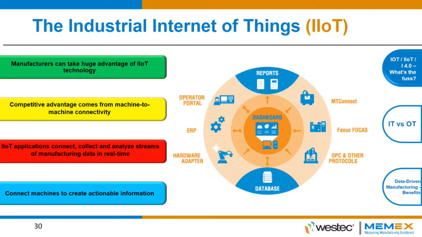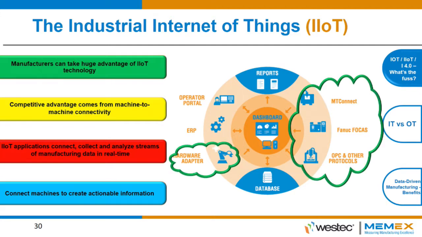And so this is an example of IoT. Manufacturers can take huge advantage of this technology. It's available today. A competitive advantage comes from the machine-to-machine connectivity. So we have that transparency and visibility that we've been talking about, and connecting our machines to create actionable, real-time, accurate data. So again, these are the 3 data streams that we have. We have data from the equipment, whether it's electronic or hardware, data to and from ERP, and the operator portal.